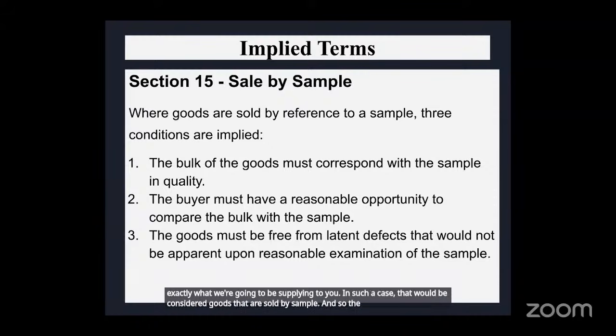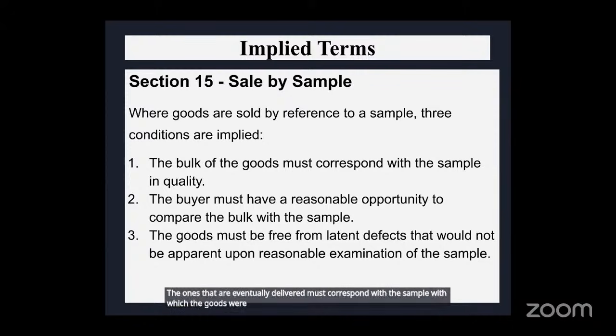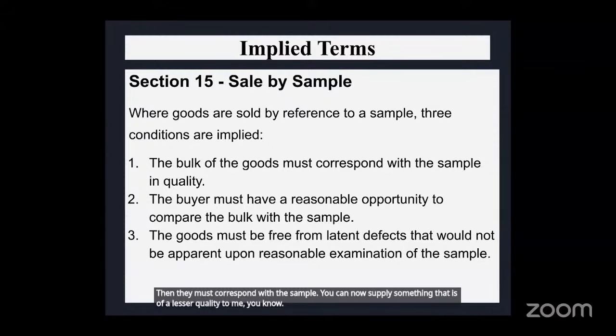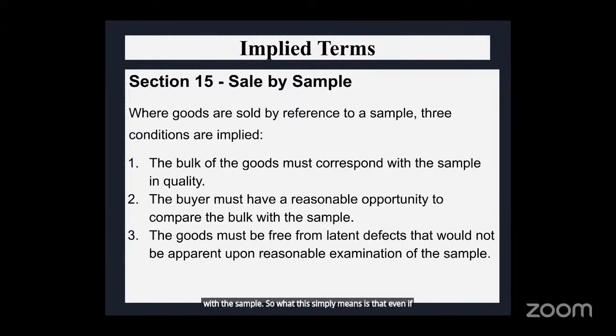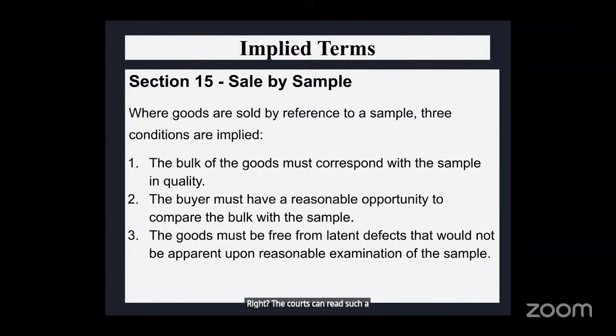And so the law says that when goods are sold by sample, the ones that are eventually delivered must correspond with the sample with which the goods were sold, right? So there is an implied condition that if I buy something by sample, then they must correspond with the sample. You cannot supply something of lesser quality to me, because what you showed me as a sample was of higher quality. What this simply means is that even if it wasn't added into the contract expressly by the parties, the courts can read such a term into the contract because the law provides so.